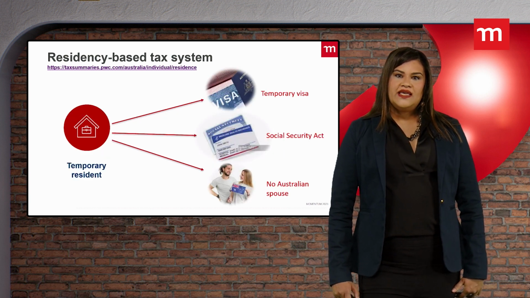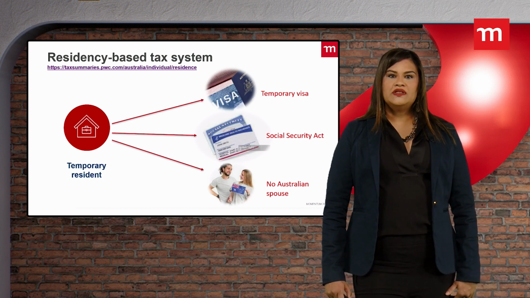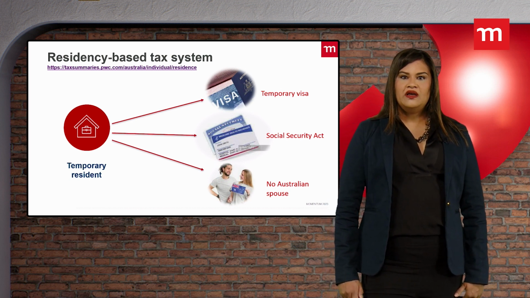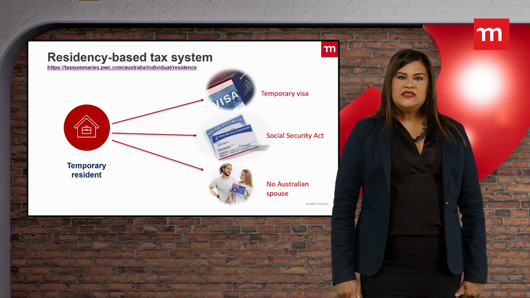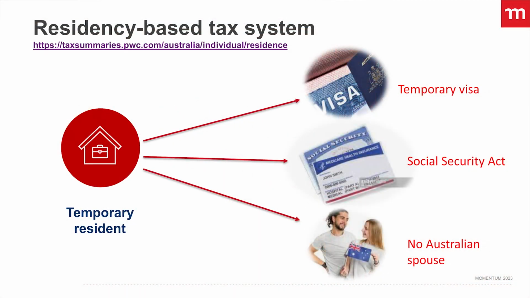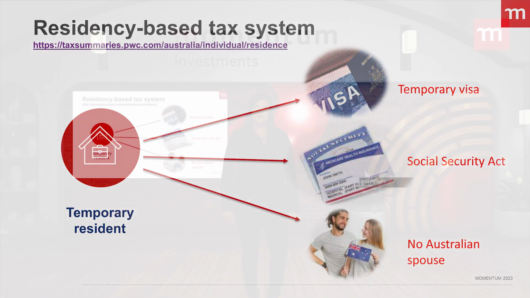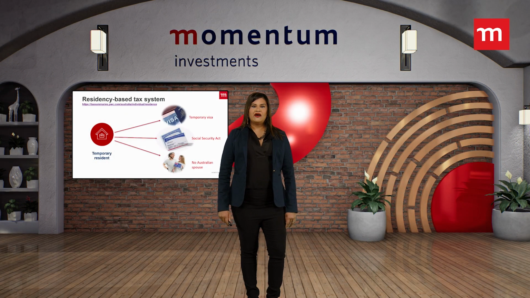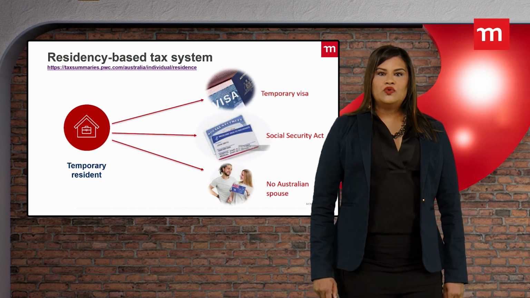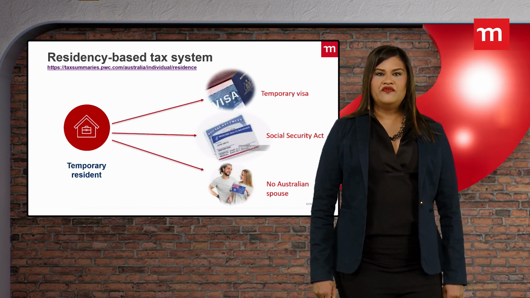The second test is where the ATO will consider the individual's temporary residence for tax purposes, and this is broadly for individuals who hold a temporary visa under the Migration Act of 1958, are not an Australian resident within the meaning of the Social Security Act of 1991, and do not have an Australian spouse as defined in the Social Security Act of 1991. Once a person is awarded a permanent residency, the visa will fall away.